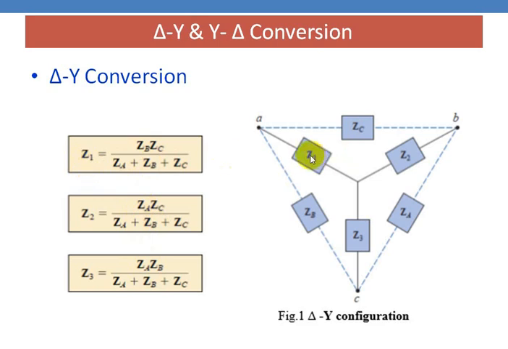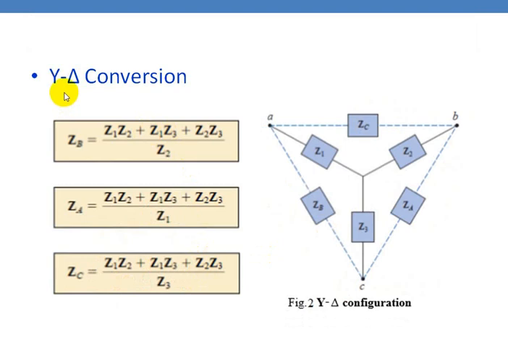Take Z1, this is connected to node A. So for node A, you find out what are the impedances that are connected to this point in the delta network, that is ZB and ZC. So in the numerator you write ZB into ZC divided by the sum of all the impedances of the delta connected network. Similarly for Z2, ZC and ZA are connected, write it in the numerator. So ZA into ZC divided by ZA plus ZB plus ZC. Similarly Z3, ZA into ZB divided by the sum of all the impedances of the delta connected network.